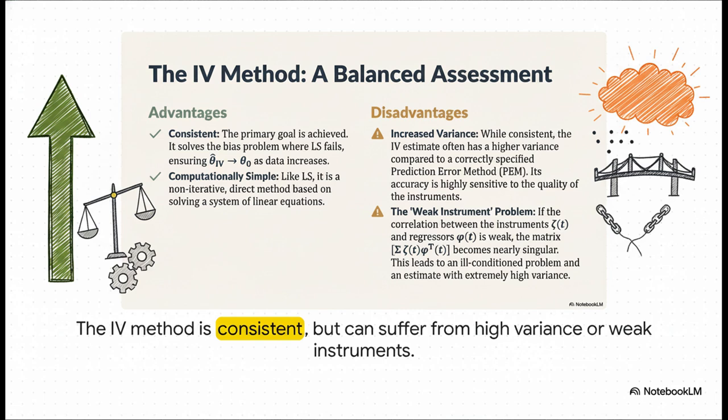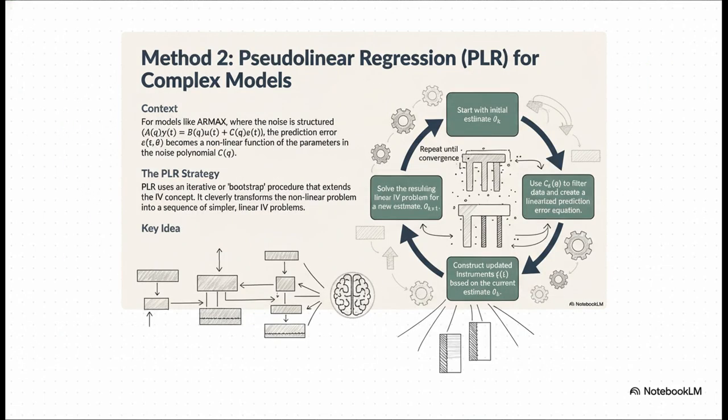And we have to be really careful about the weak instrument problem. If our chosen instrument isn't strongly correlated with our regressors, the math can get unstable, and that can lead to a very unreliable estimate.